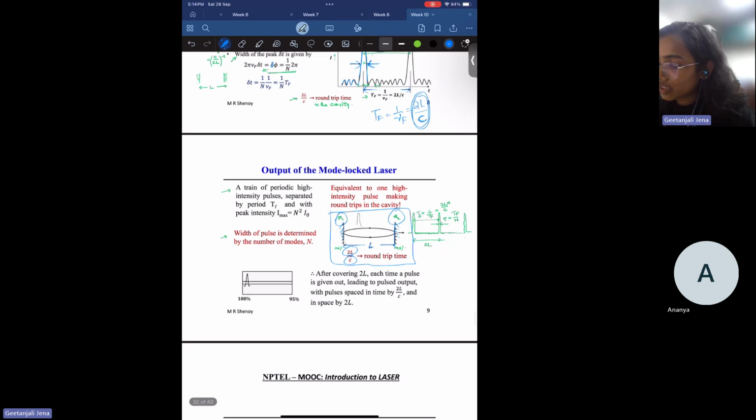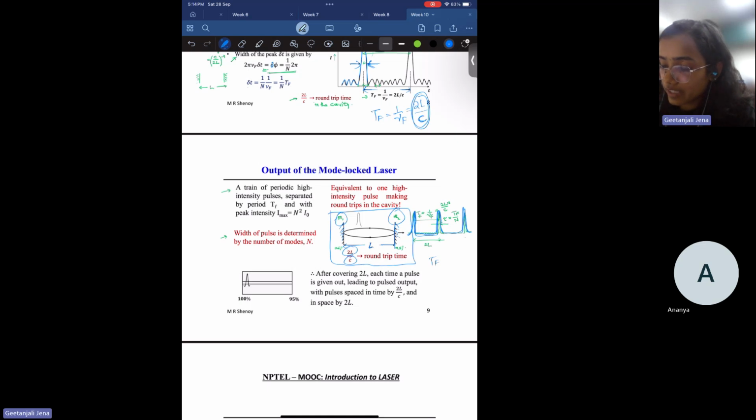When phase is locked, we'll see a pulsed output over each round trip, where the separation is Tf, which is the time taken for one interval, and the width is Tf divided by N. So let us summarize this.